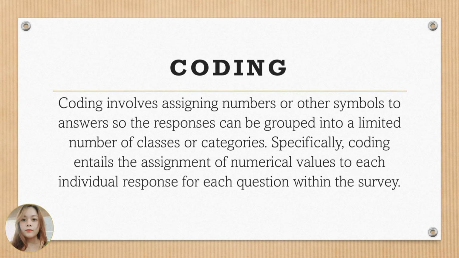The second one is coding. Coding involves assigning numbers or other symbols to answers so the responses can be grouped into a limited number of classes or categories. Coding entails the assignment of numerical values to each individual response for each question within the survey. One of the easiest ways is to develop a coding structure for the questionnaire and to develop a code book. A code book or coding scheme contains each variable in the study and specifies the application of coding rules to the variable.